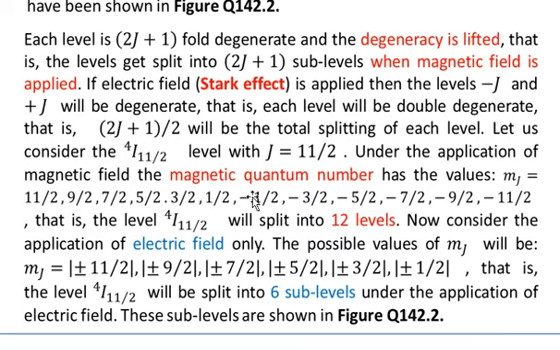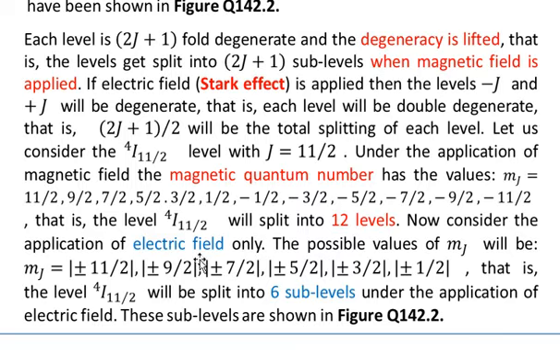So these are all the values possible as mJ values under the application of the magnetic field, and these will be the values of the magnetic quantum numbers. That is, the level 4I11/2 will be split into 12 levels, because there are 12 possible values.